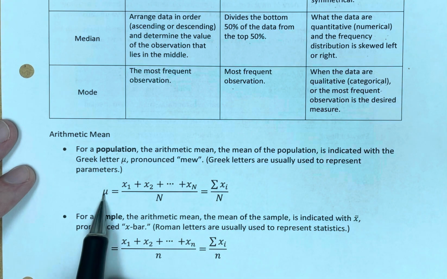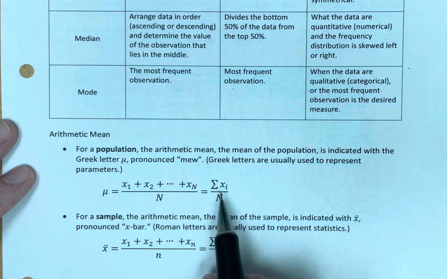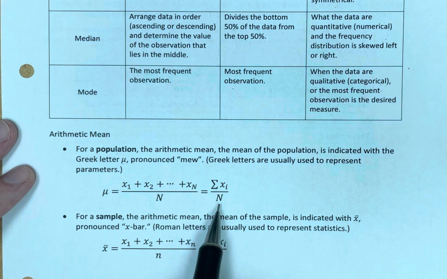And here's how you calculate the mean. You add up all the data values and divide by the total number of data values. In mathematical notation, it's the sum of all the data values divided by the number of data values.